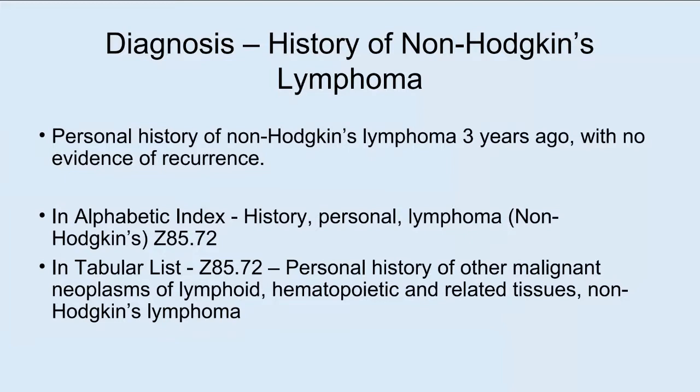So in the alphabetic index, find history, personal. Be sure that you're looking at personal history, not family history. Very easy to get confused on. So this is personal history, lymphoma, parentheses, non-Hodgkin's, Z85.72. Okay. So in the tabular list, find Z85.72. And that says personal history of other malignant neoplasms of lymphoid, hematopoietic, and related tissues, non-Hodgkin's lymphoma.